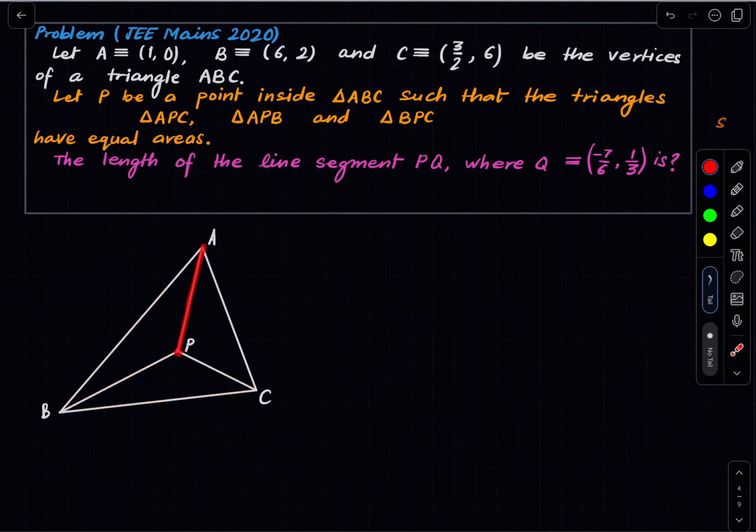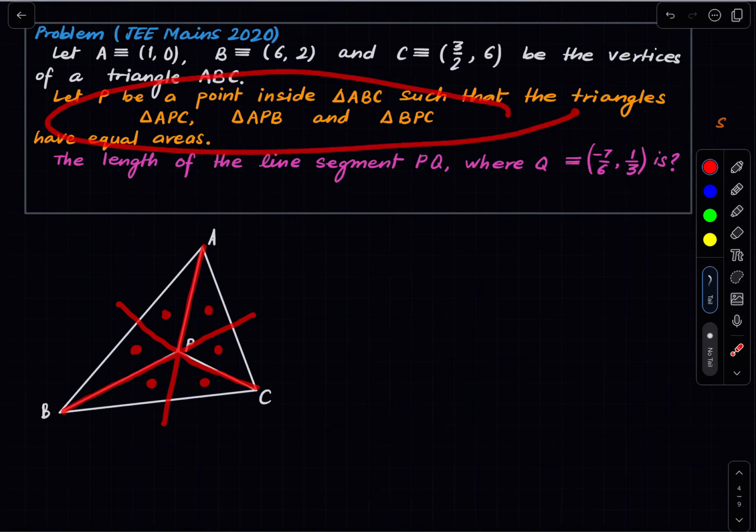So to summarize, if P were the centroid, then extending these would mean this area is equal to that area is equal to that, and hence this condition is satisfied. Now could there be some other point satisfying this condition? No, and that's very interesting.